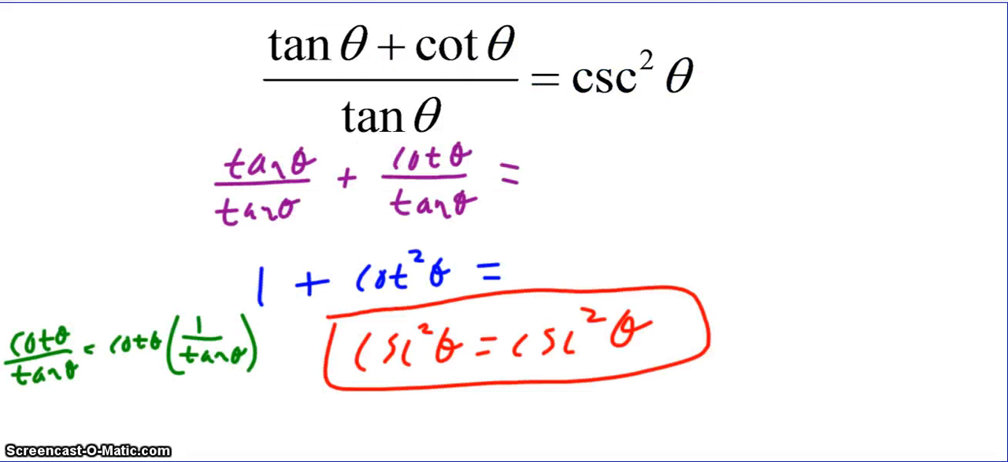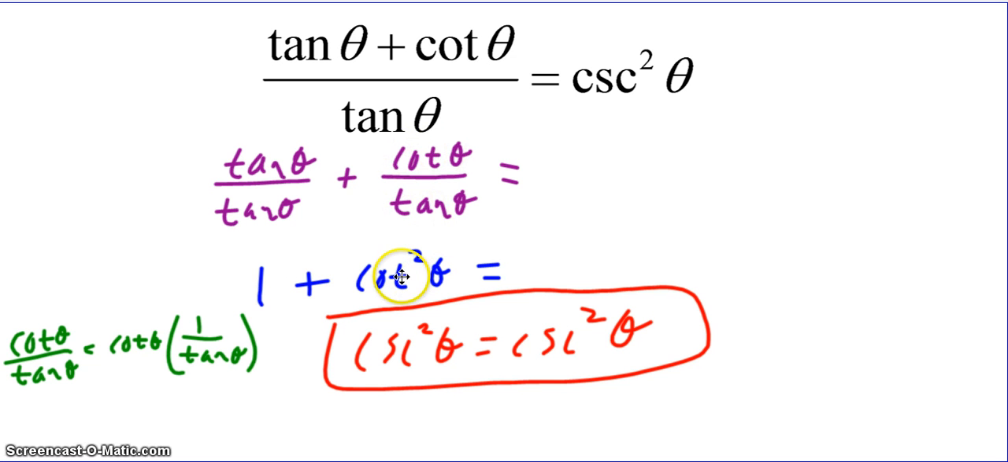Okay, so you might have done something slightly different, but what I chose to do is first split up the fraction on the left-hand side. So since they have a common denominator of tangent, I can make this tangent of theta over tangent of theta plus cotangent of theta over tangent of theta. Well, tangent over tangent is 1, cotangent over tangent is cotangent squared.